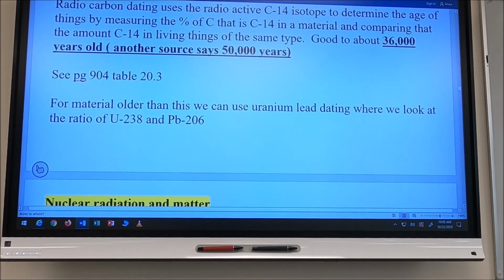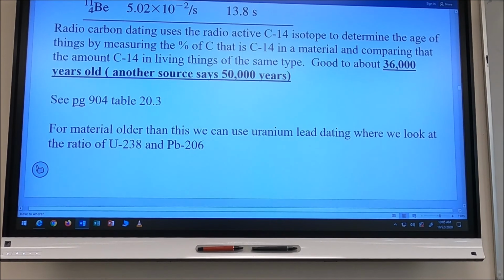Radiocarbon dating uses radioactive carbon-14 isotopes to determine the age of something by measuring the percent of carbon that is carbon-14 in the material and comparing it to the amount of carbon in living things of the same type. Carbon-14 dating is good for about 36,000 years, although I've looked up some sources and they say that they're now pretty confident using carbon-14 dating up to 50,000 years. Anything over 50,000 years in age, you can't do radiocarbon dating. Let's see, table, page 904.